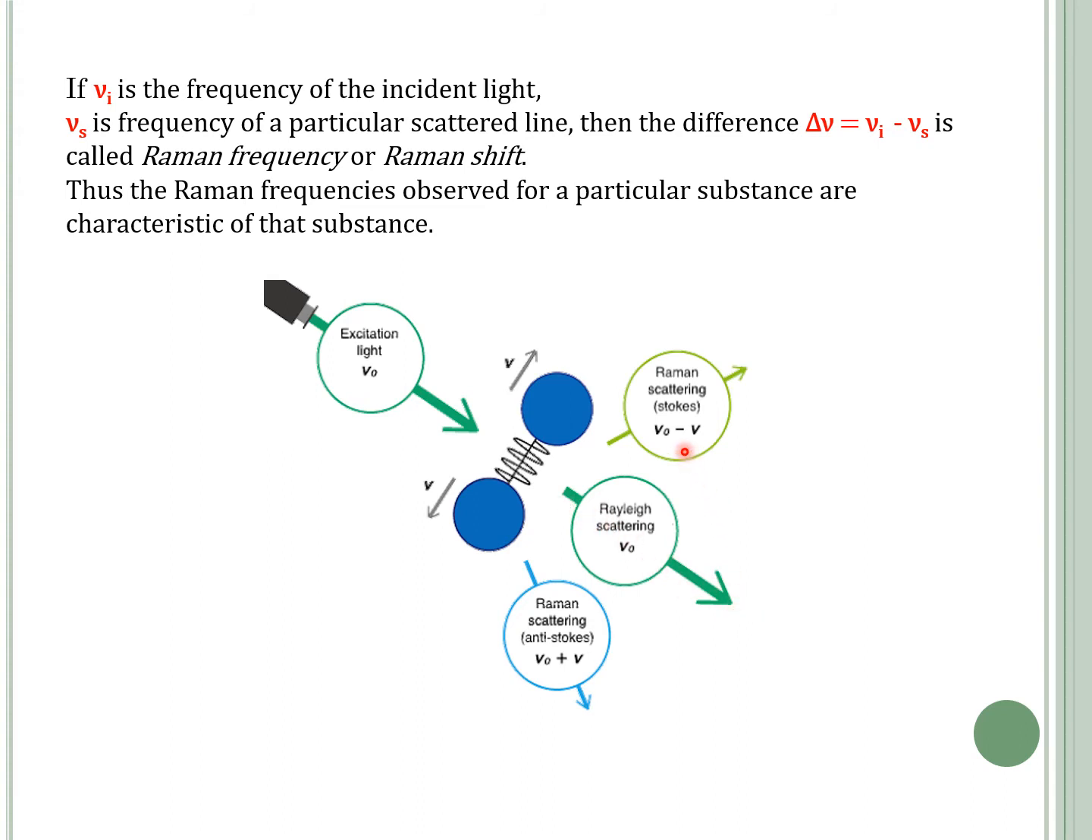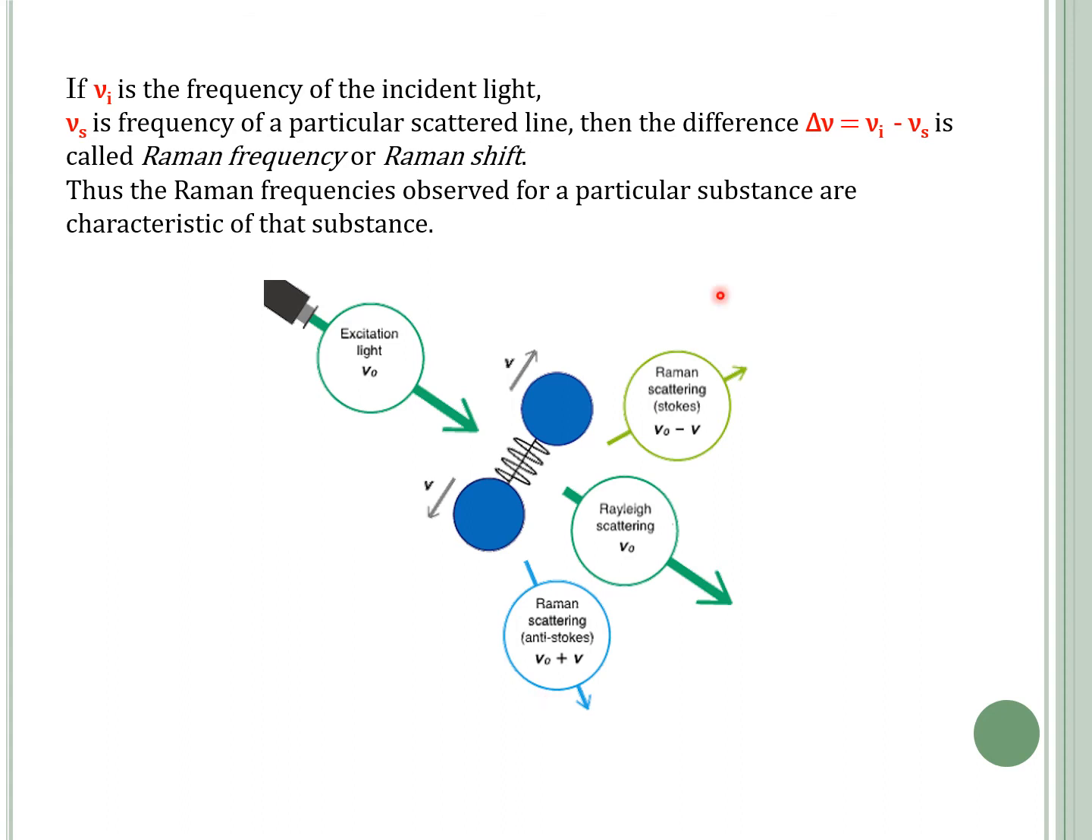Now here you can see the frequency which is less than the incident frequency, so that is nu0 minus nu. So here we will get Stokes-Raman scattering. And in this case, the frequency is higher as compared to the initial incident light. So here you will get Raman scattering, but this scattering is called anti-Stokes light.